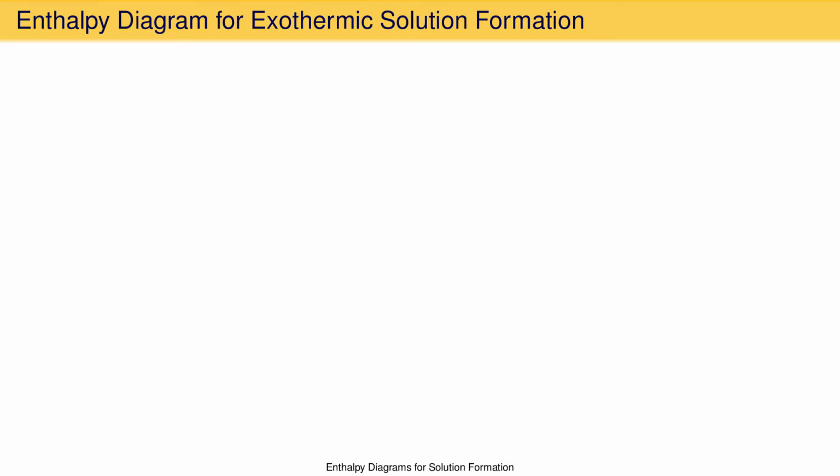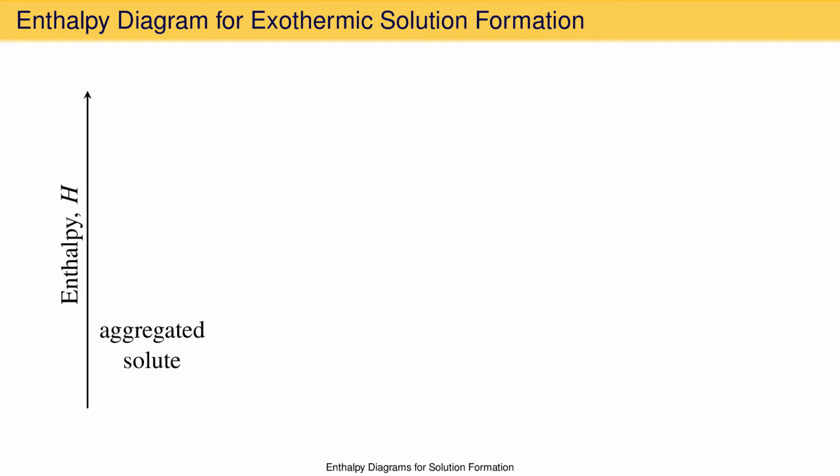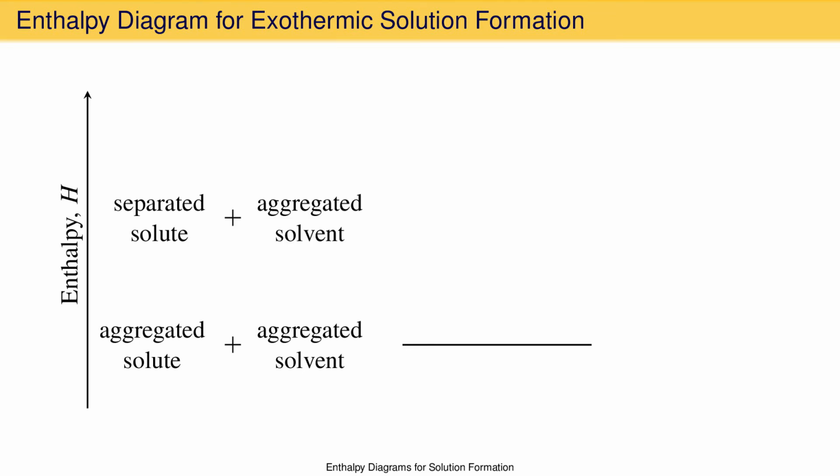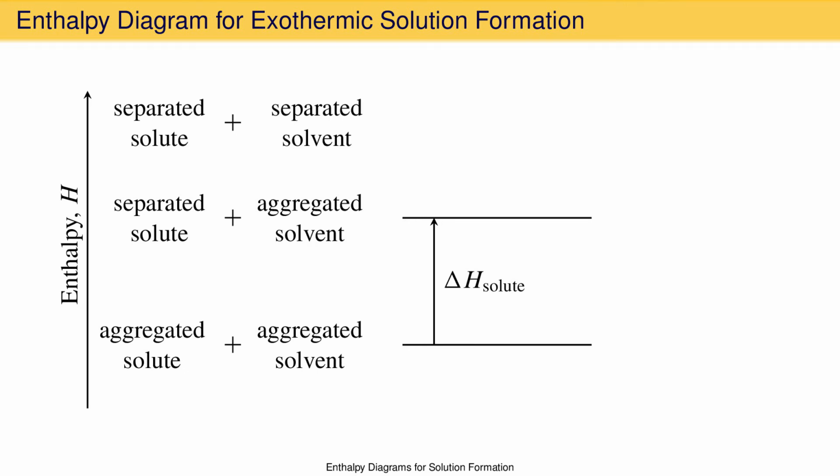Let's look at an enthalpy diagram for exothermic solution formation. Again, enthalpy increases from bottom to top. Solution formation begins with aggregated solute and aggregated solvent, which together have some enthalpy. Step 1 is to separate the solute particles so that we have separated solute particles and aggregated solvent particles with a higher enthalpy. The enthalpy change during this process is delta H solute. Step 2 is to separate the solvent particles from each other so that we have separated solute particles and separated solvent particles at an even higher enthalpy. The enthalpy change for this process is delta H solvent.